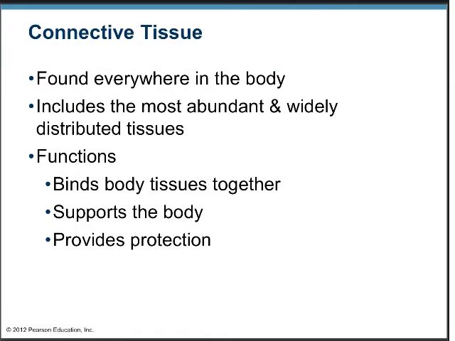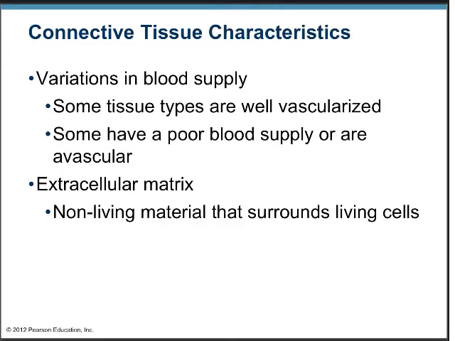Connective tissue is the body's glue, mostly. Okay, it's found everywhere in the body, and it's the most abundant and widely distributed tissue. It binds body tissues together, it supports the body, and it provides protection as well, just as the epithelial tissue does.